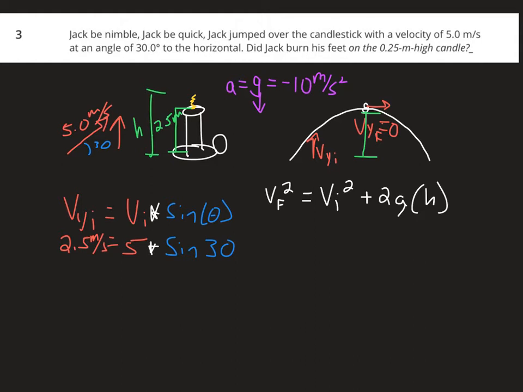Now again, over on this other equation, I can put that in there, the 2.5. I'm going to square that. I can put 2 times gravity, and remember, gravity is a negative 10. I'm going to multiply that by h, because that's ultimately what I want. I'll change the color here.